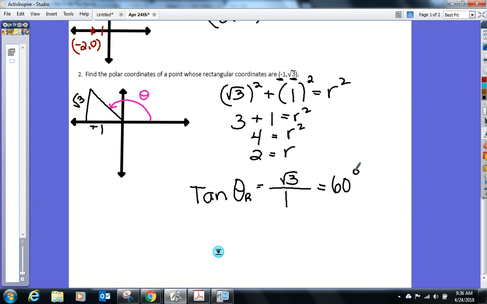Now, I don't know where you guys want to go from here. Do you want to convert? Actually, I am going to have you do that. All right, I'm going to force you to do that. What's that in radians? Pi over 3.